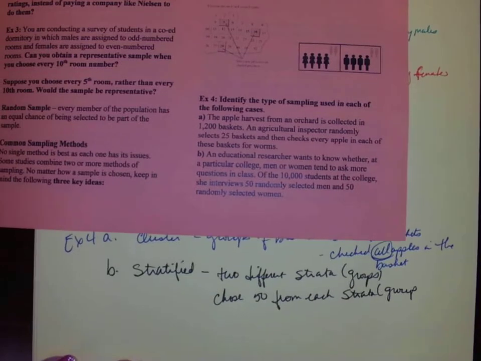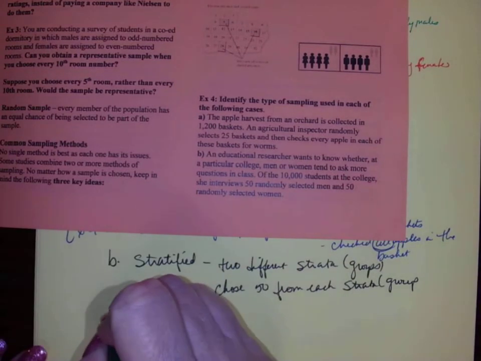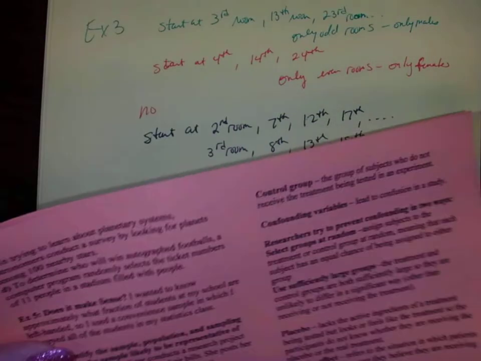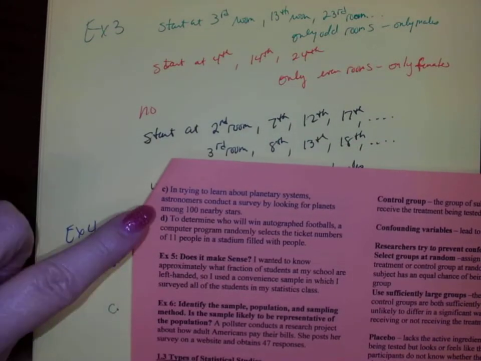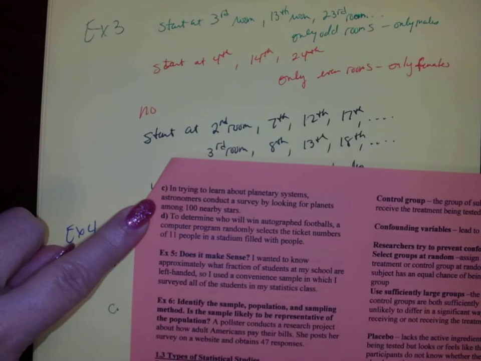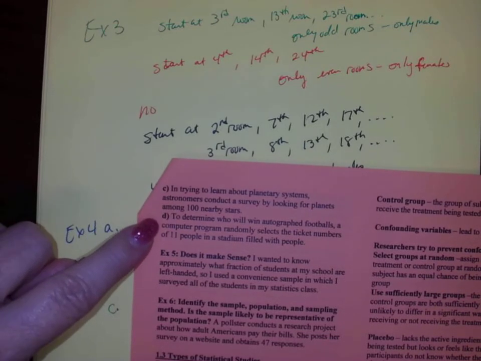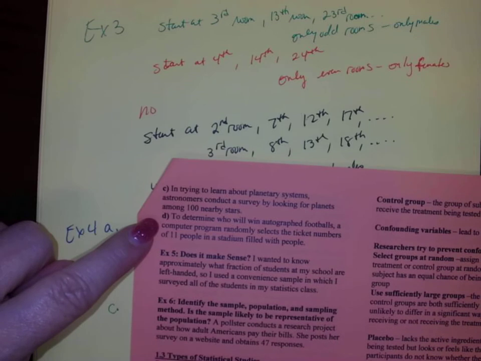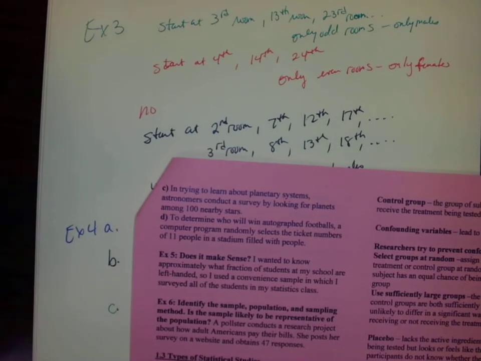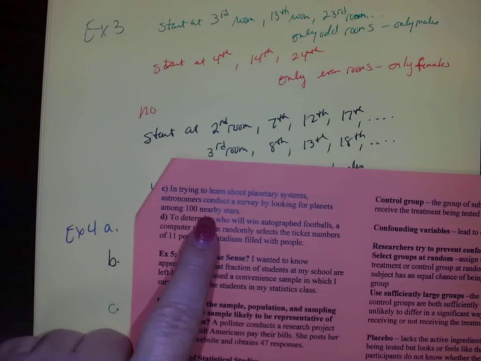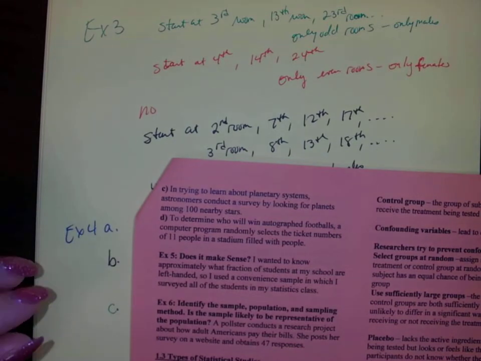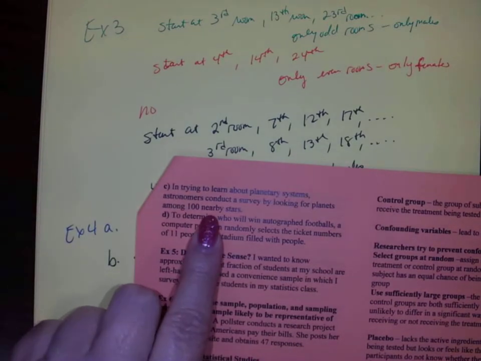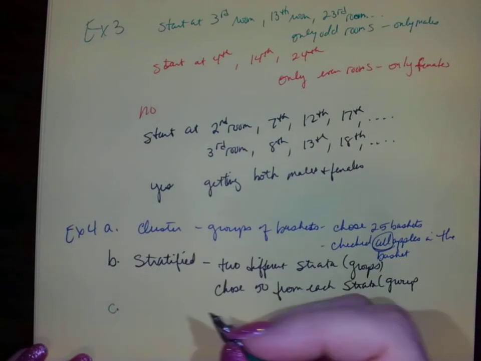All right, let's look at our next group. For C, in trying to learn about planetary systems, astronomers conducted a survey by looking for planets among 100 nearby stars. All right, so in this one, the astronomers presumably are focusing on nearby stars, right? They're looking for nearby stars because they're easier to study in this case. So what's this an example of? If they're choosing the ones that are nearby, then this is going to be a convenient sampling.